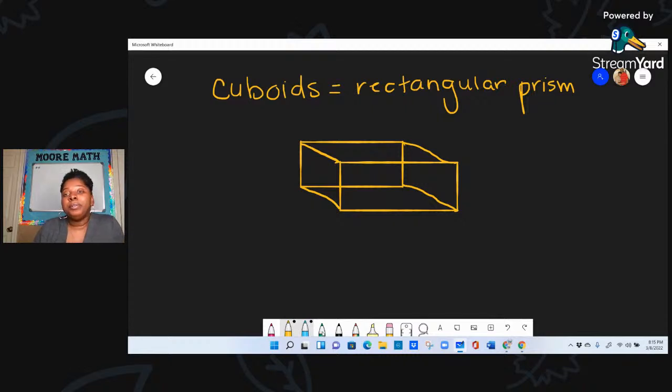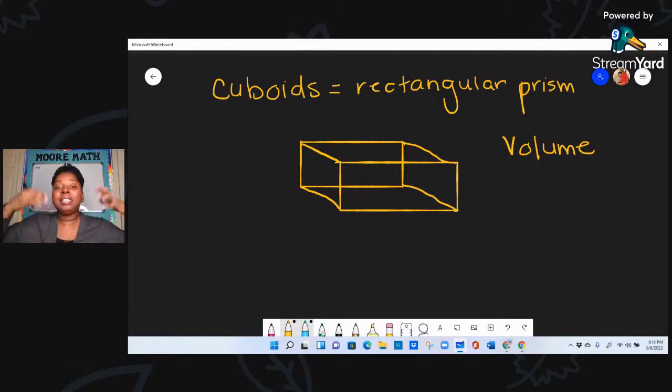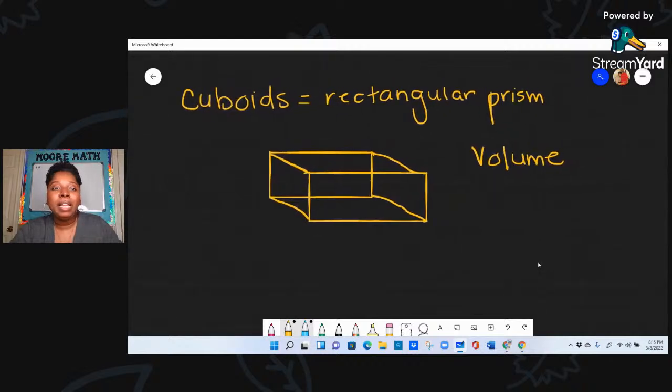Okay, so volume, it would be like you're filling this box up. Like if this is a toy box and you want to fill it up with toys, you want to know how much can it hold? That's volume. How much can you fill this box up with? That's the volume. And the volume formula, and you guys have probably learned this starting in 5th grade, is length times width times height. Height is how high it is, length is your longest side, and width is the default.